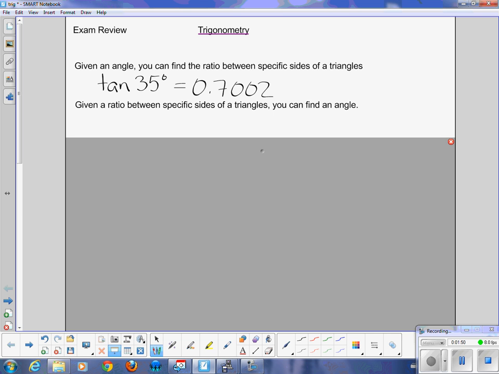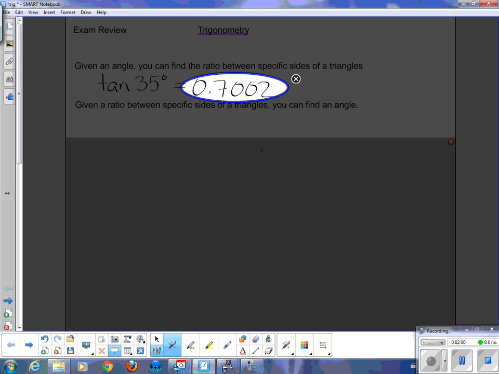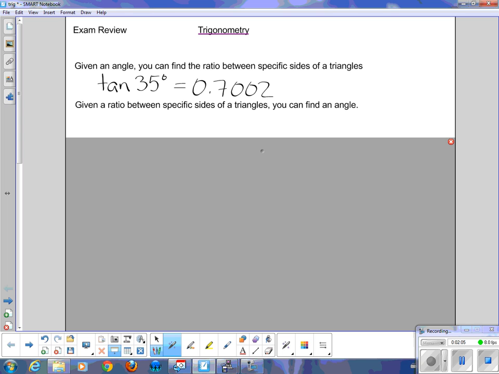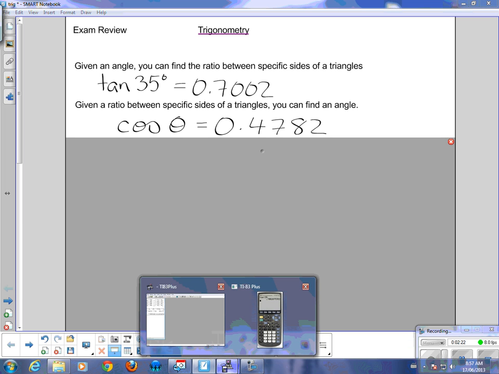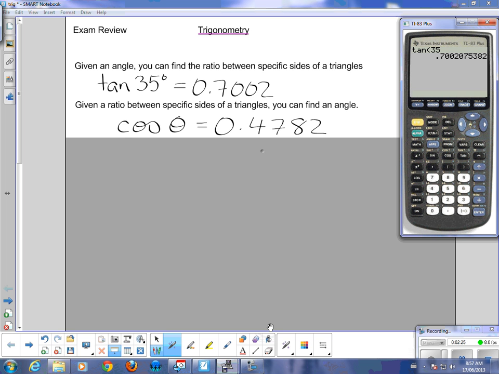Now, the other thing that my calculator will do is if I'm given the ratio between two sides of a triangle, I can actually find the angle, and that's what's so cool about trigonometry, actually. So this time, let's choose cos theta equals, and this time I'm going to have the ratio part. Okay, so what I need to do here is use a different function on the calculator in order to take a ratio and turn it into an angle.